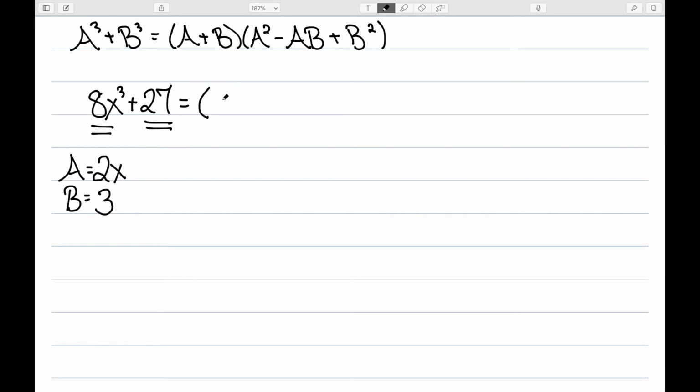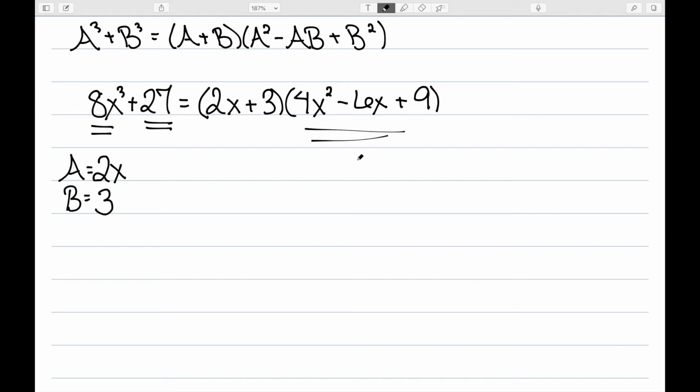So when I use my formula, I have a plus b, so 2x plus 3. I have a squared, 2x squared is 4x squared, minus a times b, 2x times 3 is 6x, plus b squared, 3 squared is 9. And you can try to factor this parentheses right here now that it's a square, but it's not going to work. This would be our full factored form here.